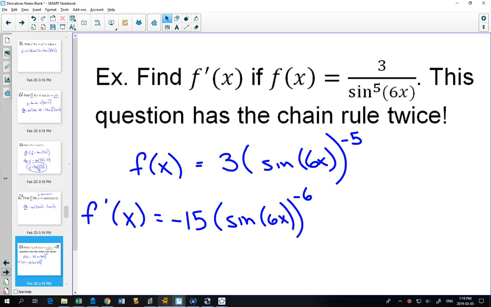The inside function is sine of 6x. What's the derivative of sine of 6x? Well, it's another chain rule. What does that mean? What's the derivative of sine? Cos, keep the inside the same, and then multiply by the derivative of the inside.